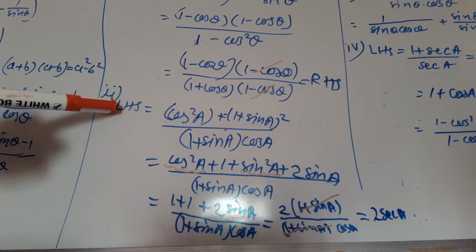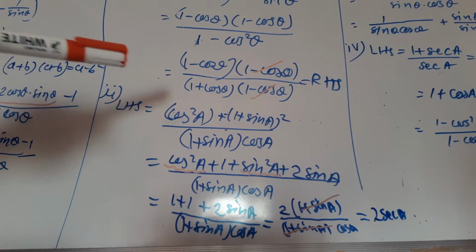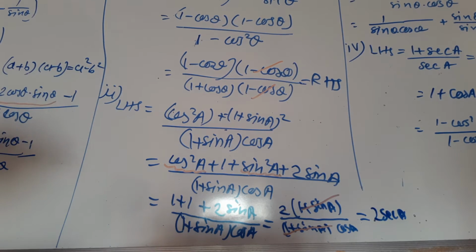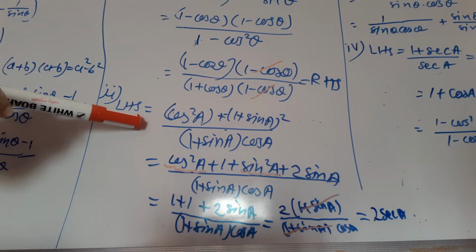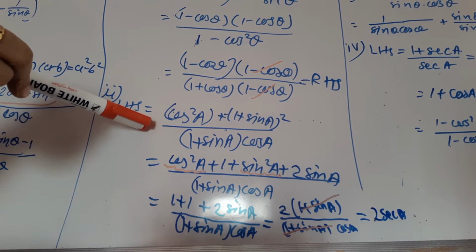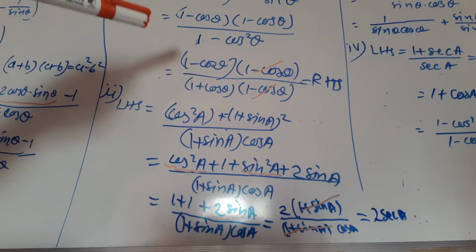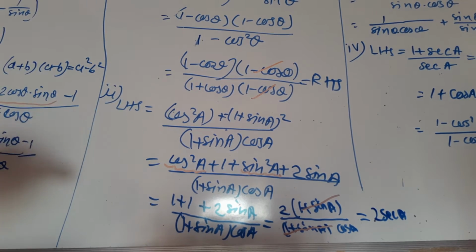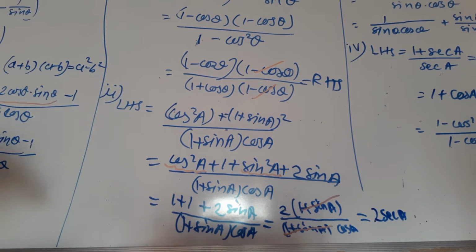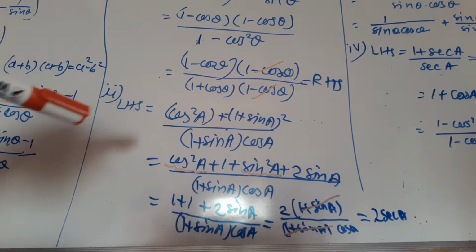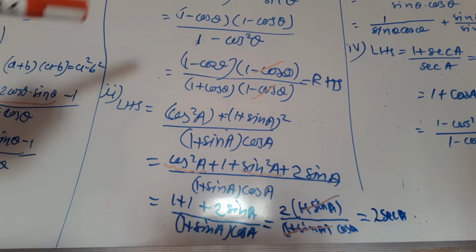Now in the next problem, the second question, the right hand side asked is sec A, and it is not easy to solve further, so we have solved the left hand side. In the left hand side we can easily see that the numerator of the first term is the denominator of the second one, and the denominator of the first one is the numerator of the second one. So we have used cross multiplication, and after cross multiplication we get this.